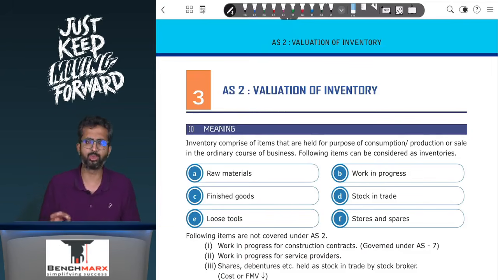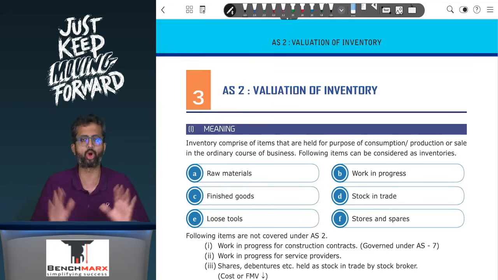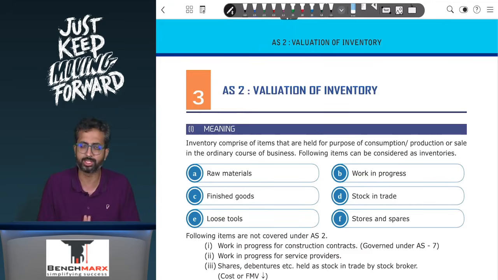Now as per AS2, inventory is something that you hold for the purpose of sale in the ordinary course of business or for the purpose of consumption in the ordinary course of business. Like if I am buying a car, that car is usually PPE because I am holding it for use. However, if I am Toyota and if I am holding the car for the purpose of sale in the ordinary course of my business, then the car is inventory for me. I am holding it for the purpose of sale in the ordinary course of business.